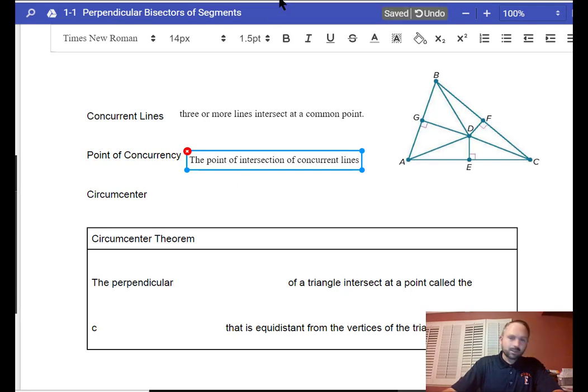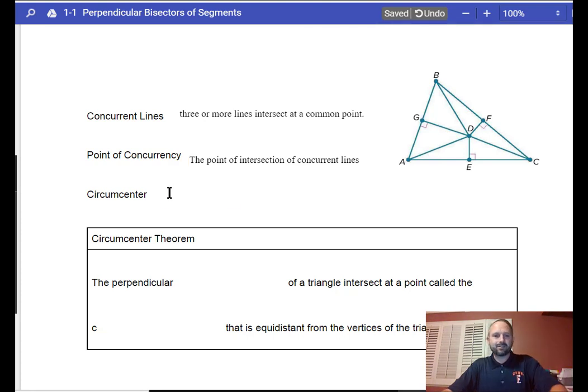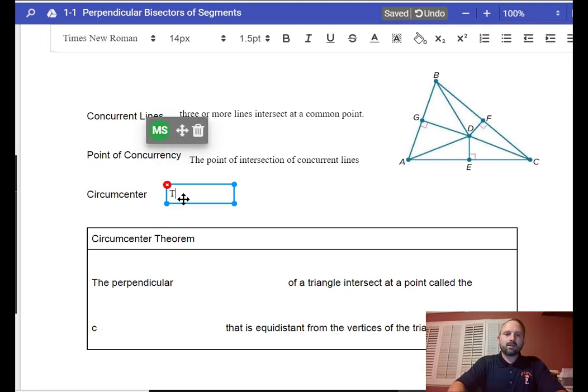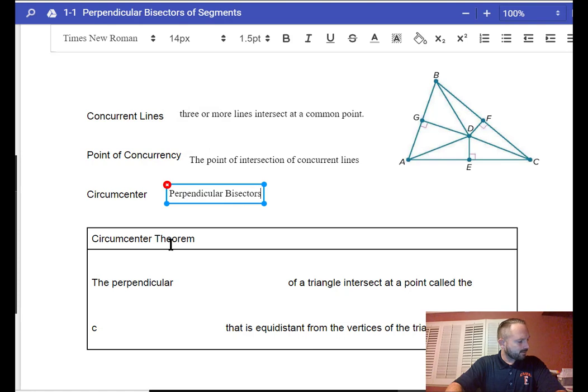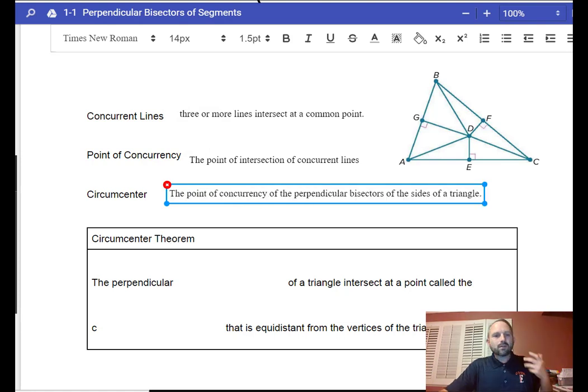Now, circumcenter. If we do perpendicular bisectors, so basically, if we draw the perpendicular bisectors of each of the sides, we would get the circumcenter, or a circle that goes around the triangle, not in it, around it.